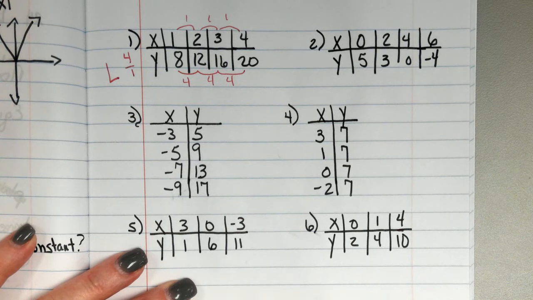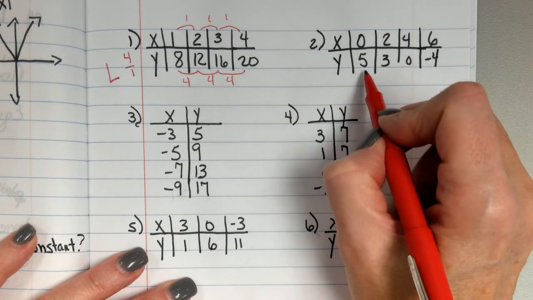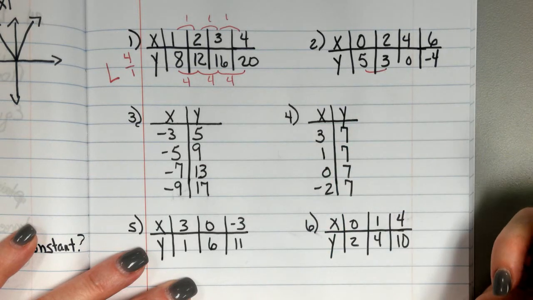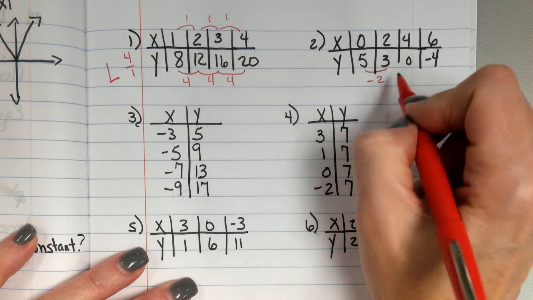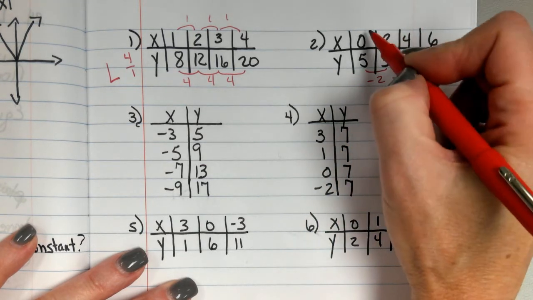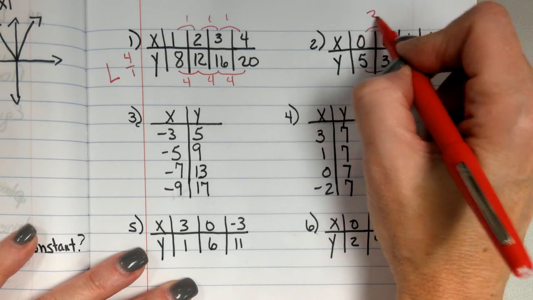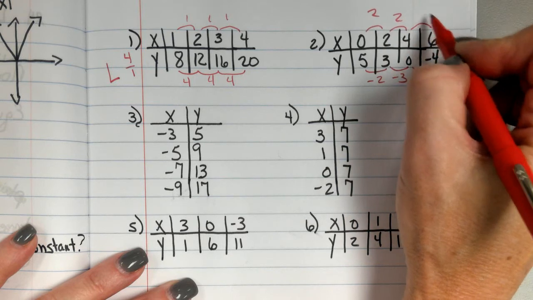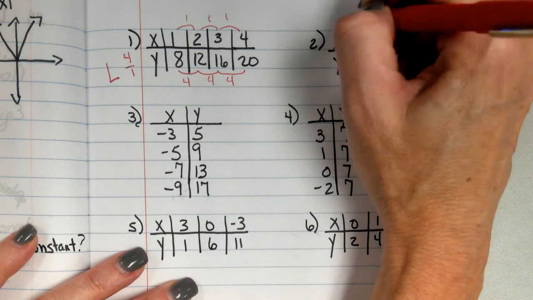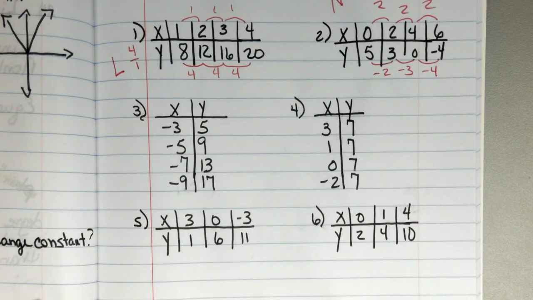All right, let's see, what about Y on number 2? What's my Y doing? It's going up by 2, and it goes up by 3, and it goes up by 4. Is it going up? Oh, it goes down. Yeah, it's going down by 2, down by 3, down by 4. What's my X doing? By 2. Yeah, every time. So is that constant? No, so that is nonlinear. Give that the N.